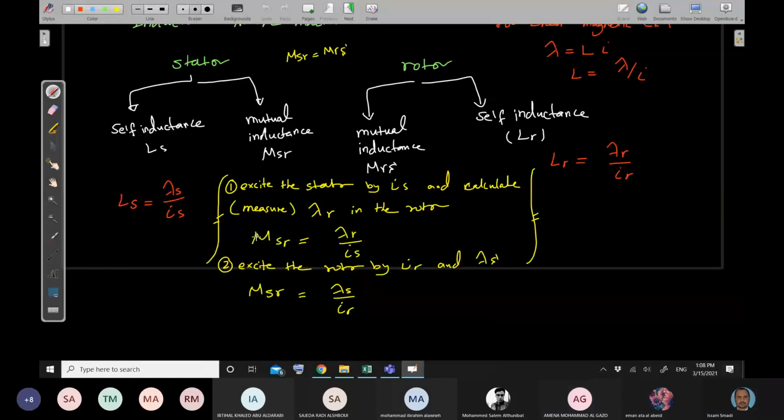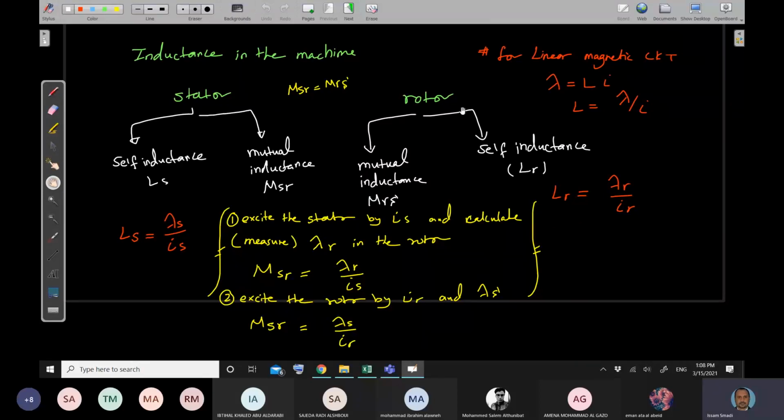In a rotating machine, I'm having a stator and a rotor. The stator has self-inductance and mutual inductance. The rotor has self-inductance and mutual inductance. For the mutual inductance between the stator and the rotor, I can have two methods. But also this self-inductance has two terms, the leakage inductance and the magnetizing inductance between the stator phases, because here the stator consists of multiple phases. Three-phase system, three coils.